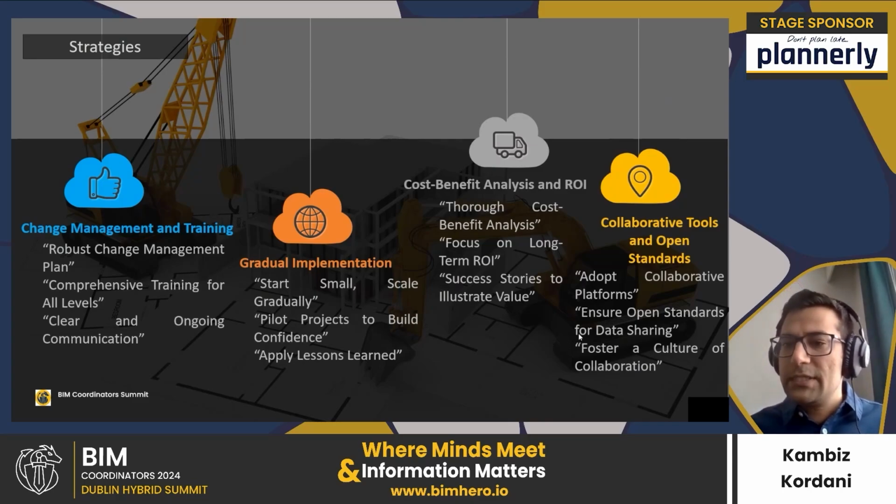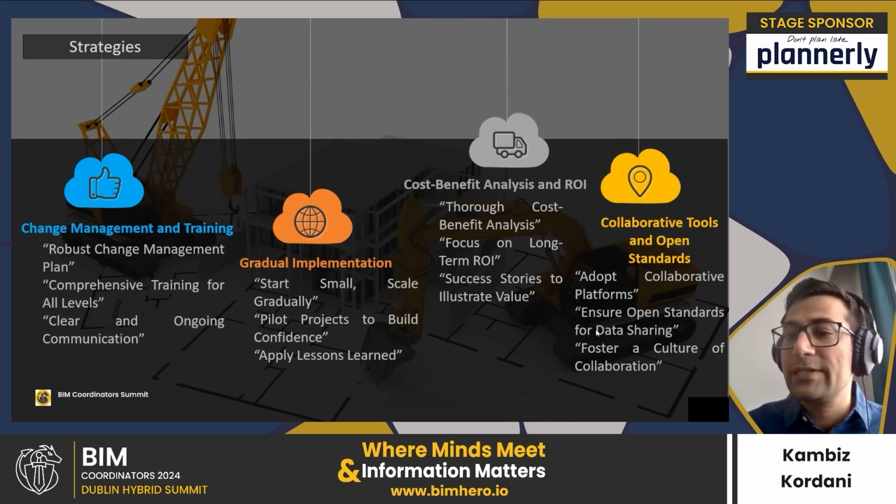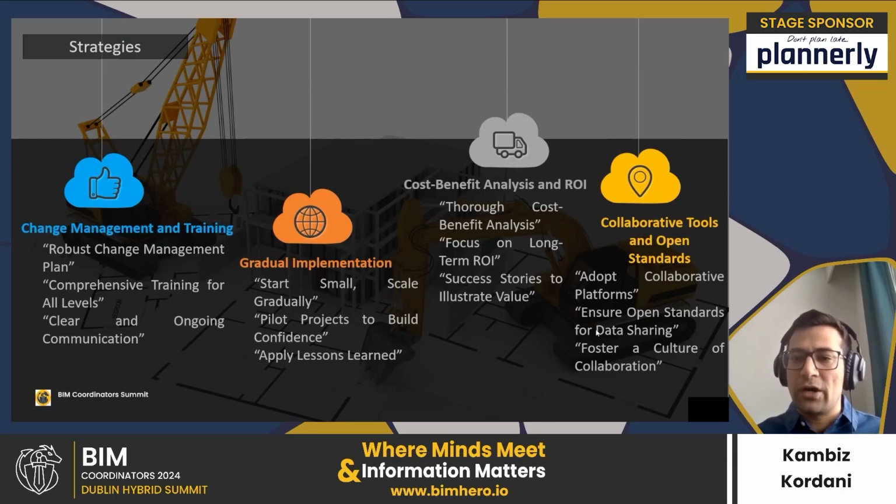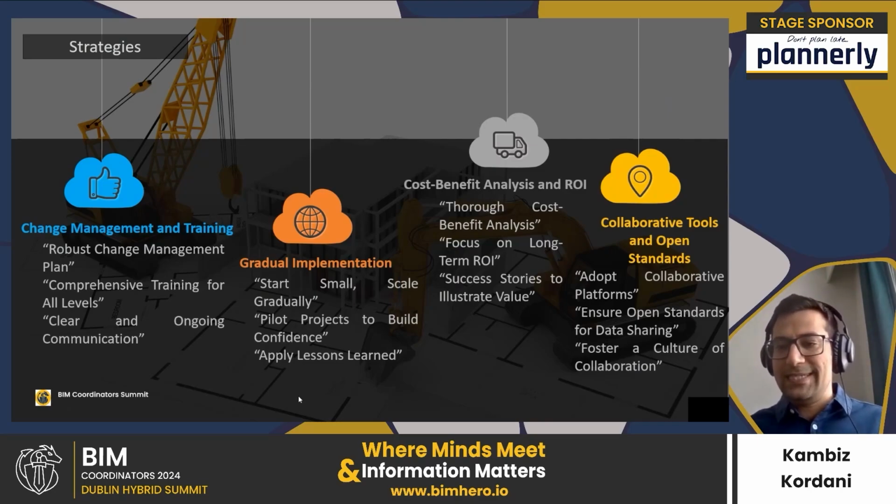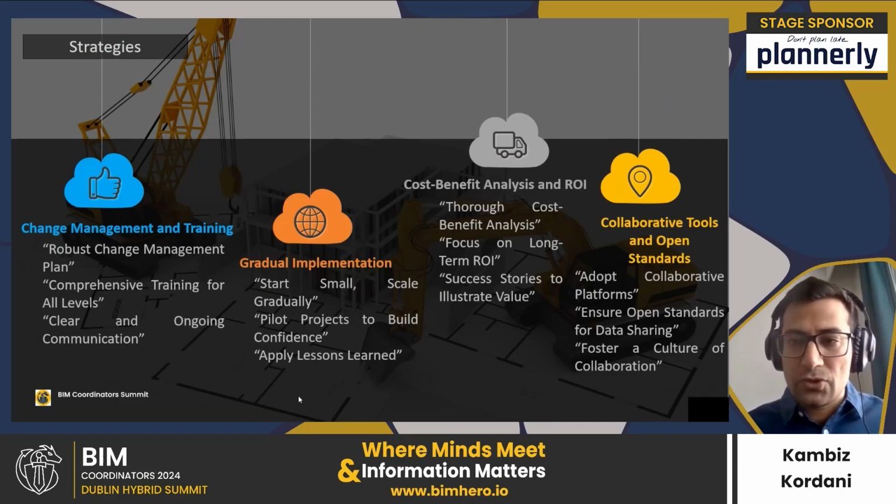This not only improves coordination, but also reduces the likelihood of errors that lead to waste. Open standards are equally important. They ensure that different software systems can communicate with each other, preventing the data silos that we discussed earlier. By embracing open standards, you create an environment where information flows freely and transparently. These alignments foster a culture of continuous improvement, which is at the heart of both BIM and lean construction.